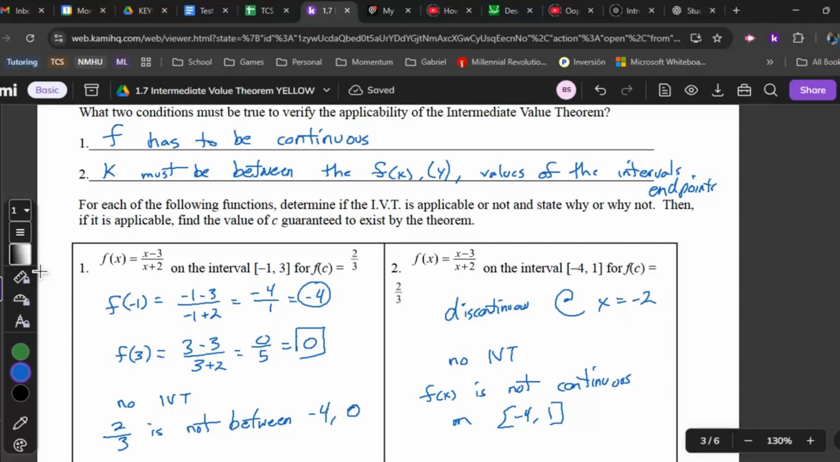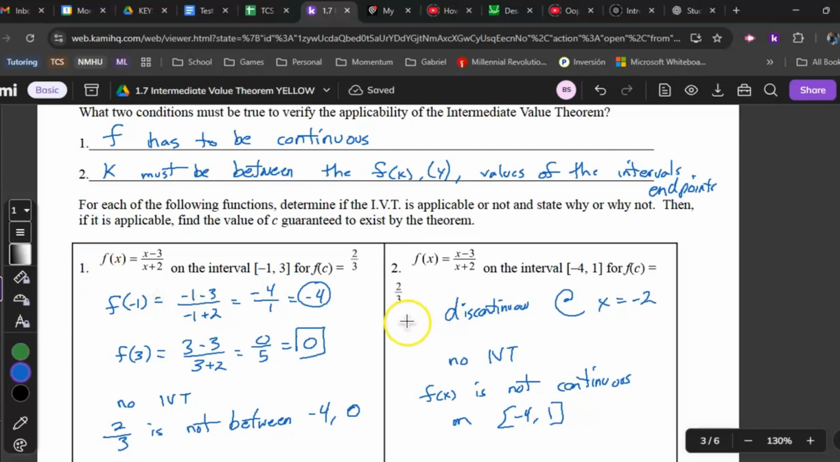Oops. For twos, how you doing? Good? Excellent. Yeah, so it's because on the bottom here, if I put in -2, it becomes 0, and I can't divide by 0. So therefore, -2 is on that interval, so it doesn't work.